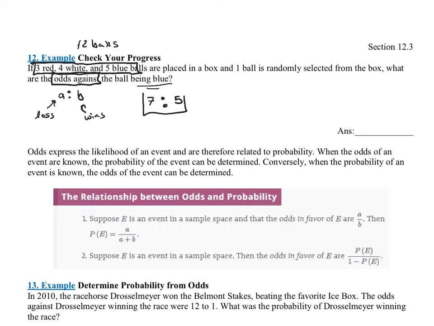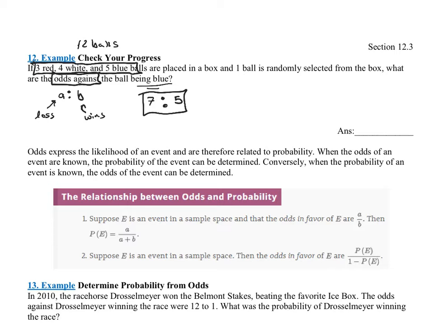So what did they want? They wanted odds against. That would be 7 to 5. Again, quite simply, if they said odds in favor, you would do 5 to 7. But because it was odds against, you have to do losses first, wins second.